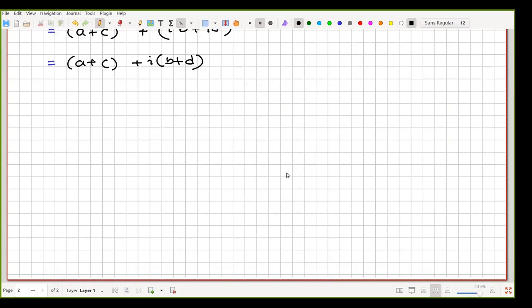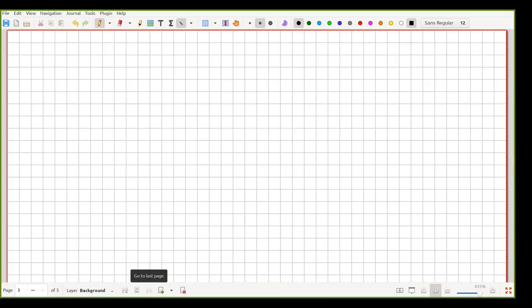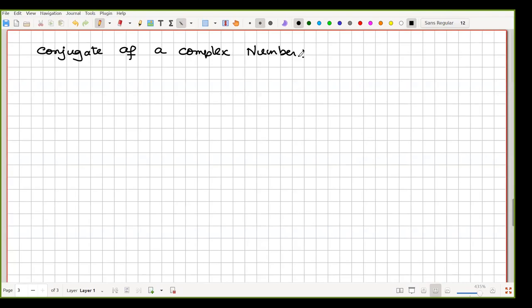Next one is called the conjugate of a complex number. Suppose we have a complex number z equal to x plus iy. Then its conjugate, the conjugate of z, is defined as x minus iy. Look at the value: that was x plus iy, and here it has been written x minus iy.